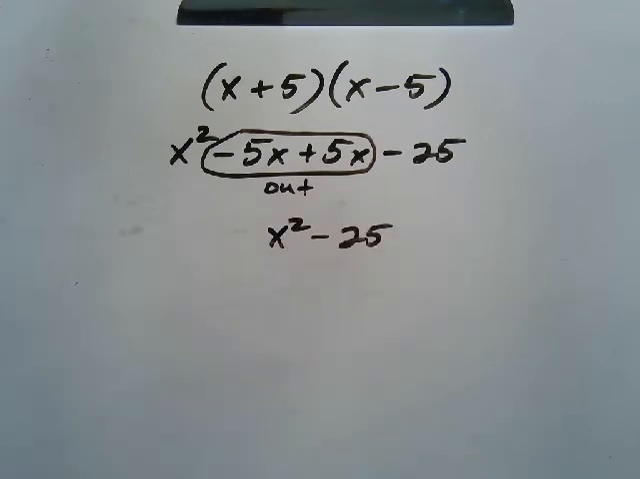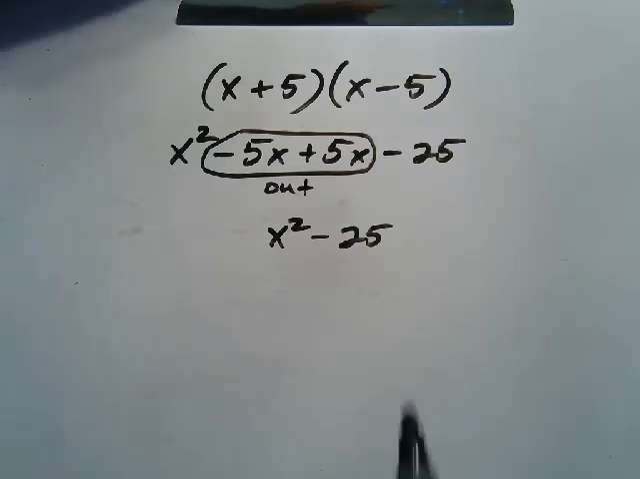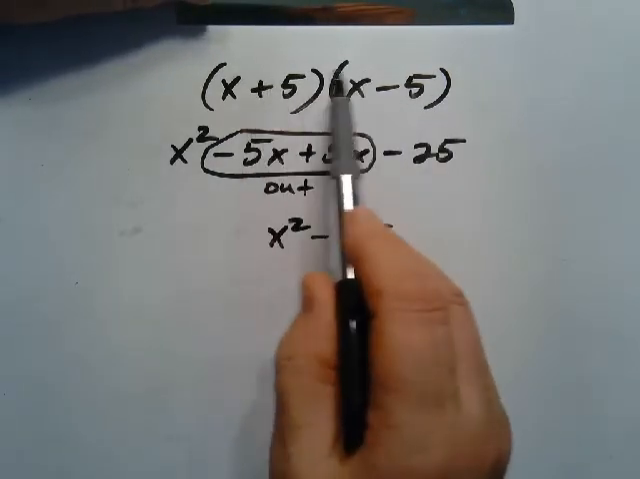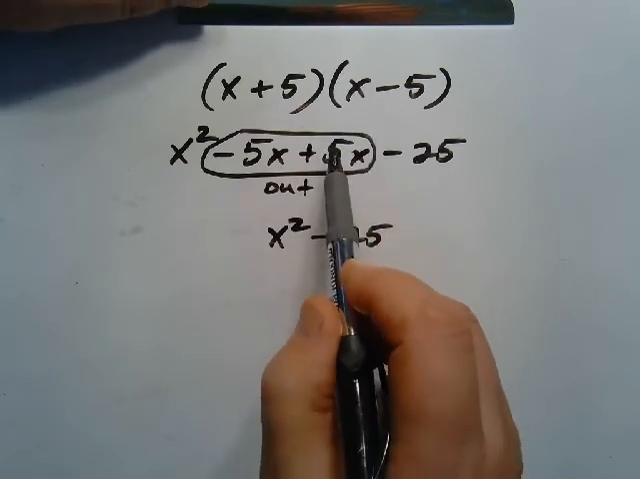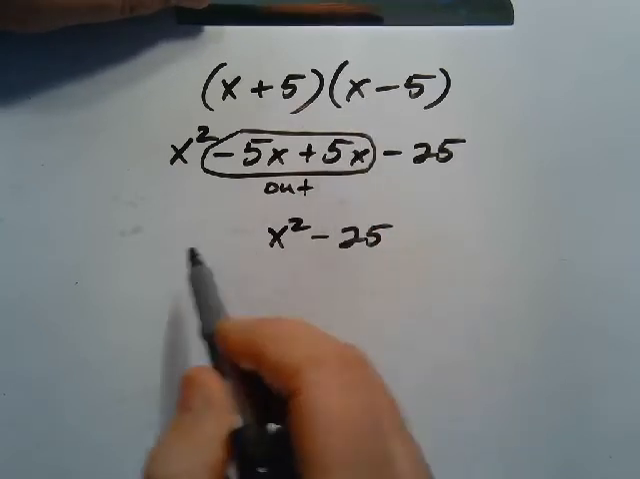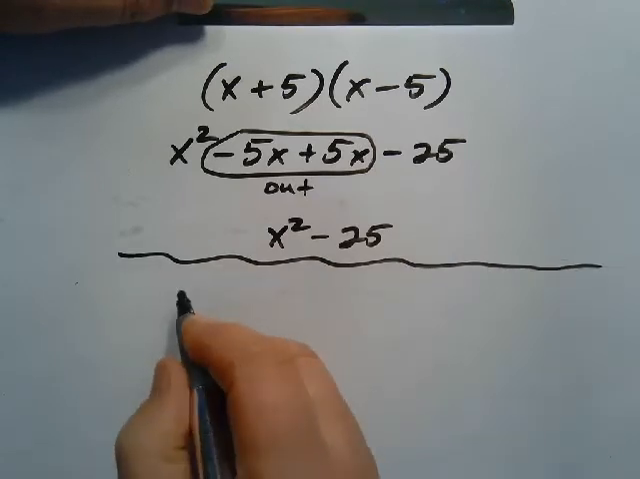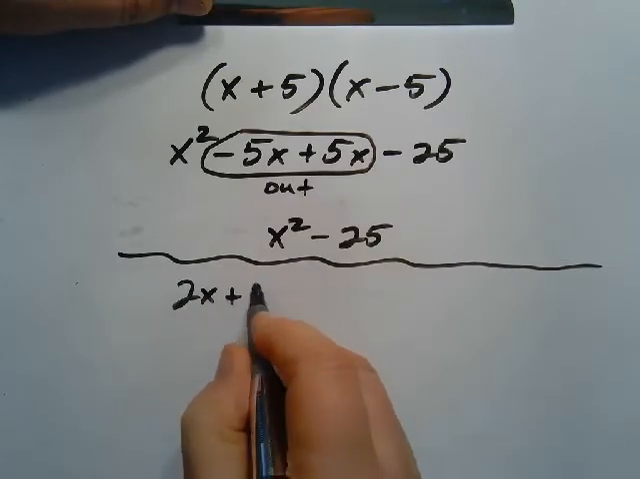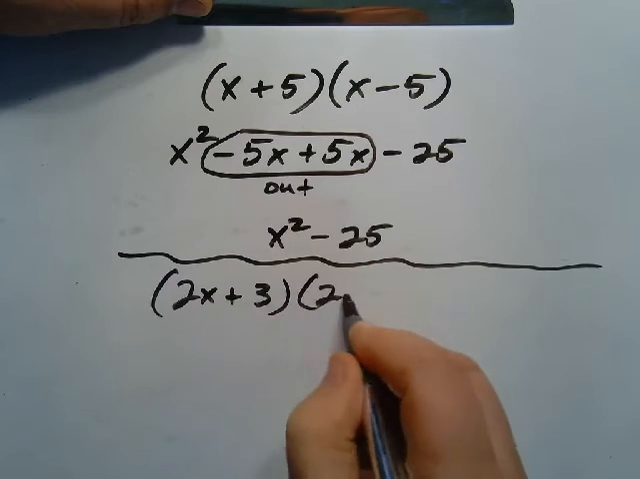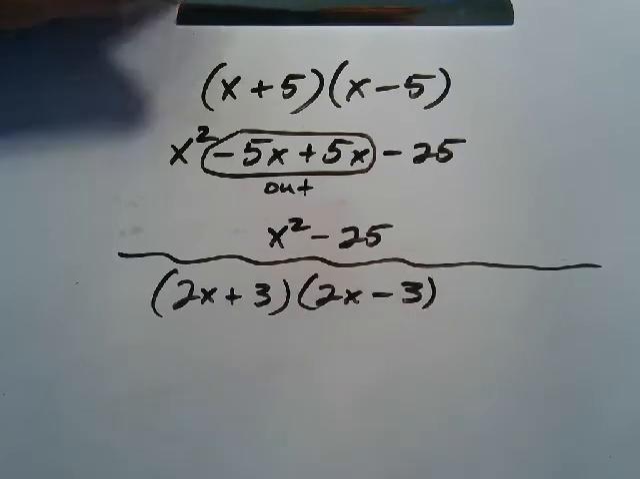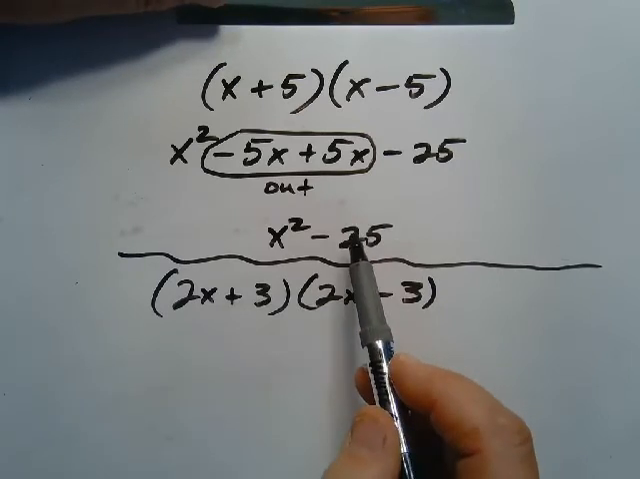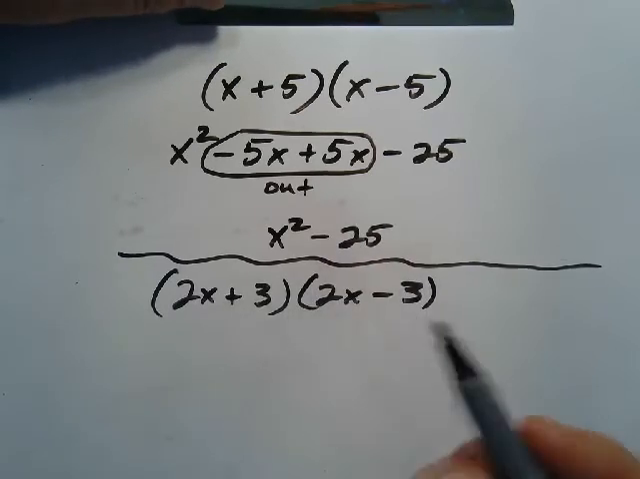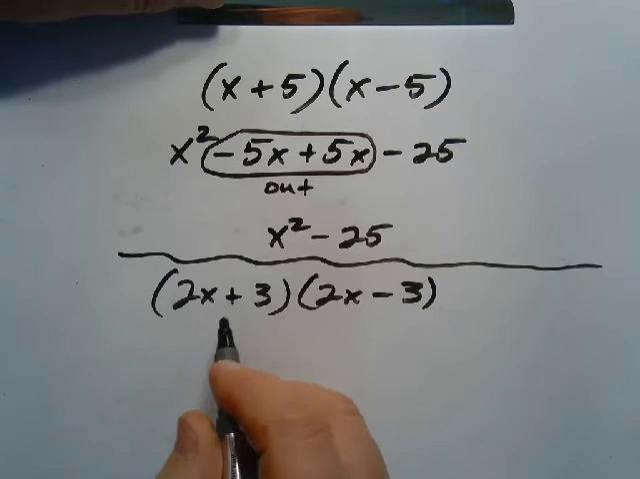Now these problems are extremely easy to do in your head. If you recognize two conjugates like this, then you don't worry about the middle terms because they're going to go out. Let's try one. How about 2x plus 3 and 2x minus 3? They are conjugates. And if I know that middle term is going to go out, I can just ignore it. But let's do it just to prove it.